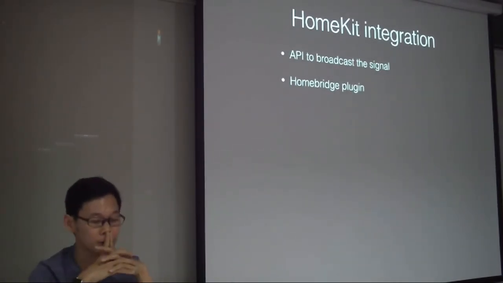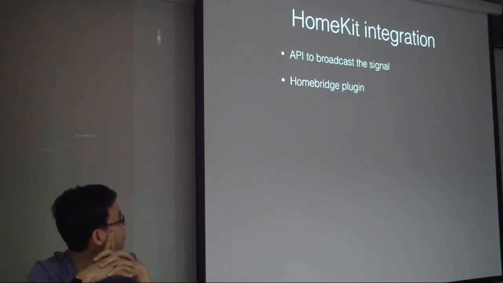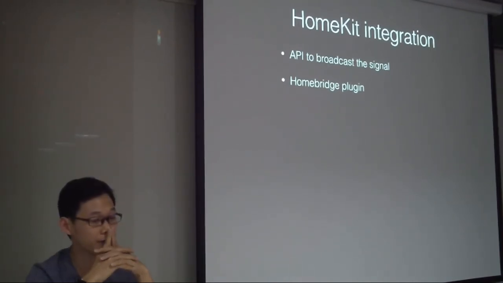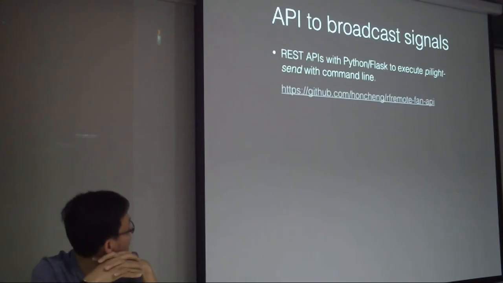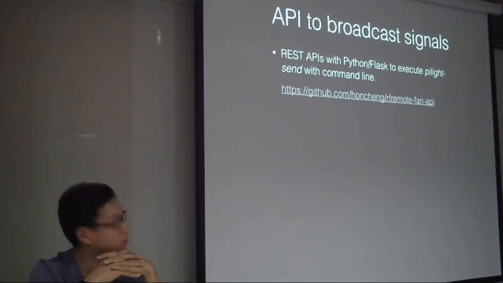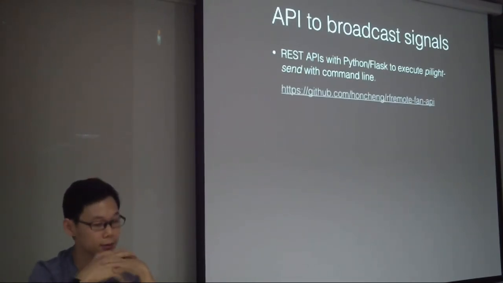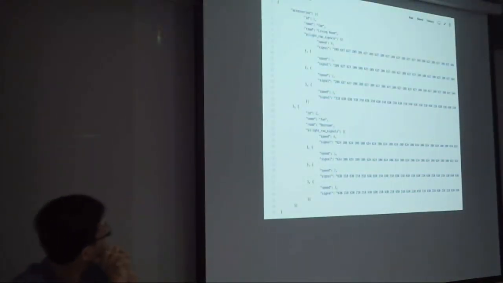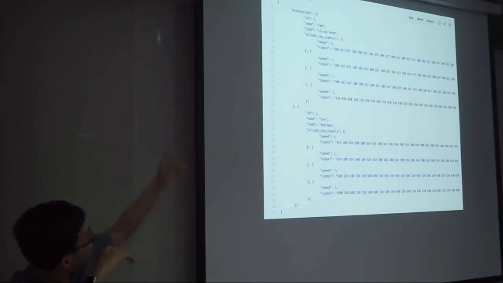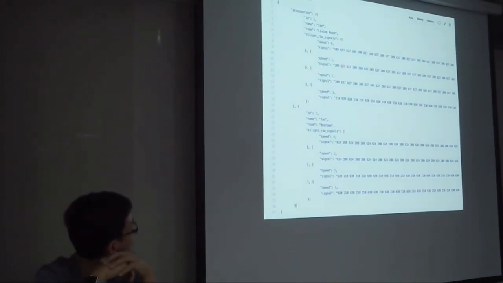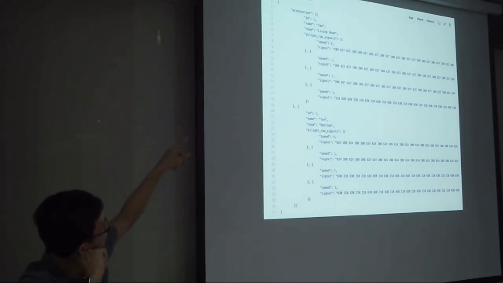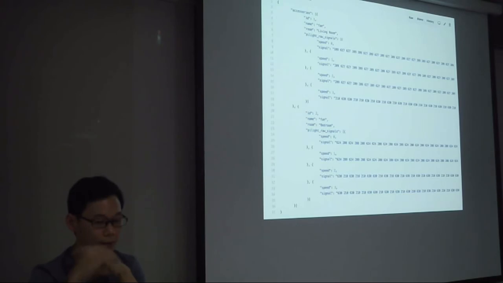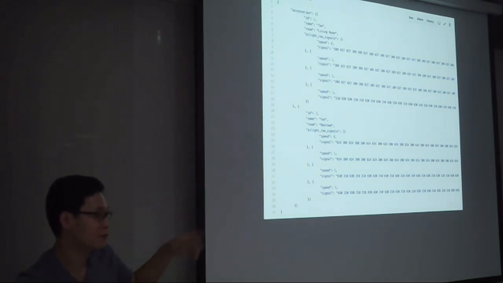So for HomeKit integration, first I need to create an API to broadcast the signal. So this API is just writing a REST API that executes plight send in the command line. So I have two fans. One is the living room fan and one is the bedroom fan. And I set the signal. So 0 is turning off. Then 1, 2, 3 is low, medium, high. So I have to learn it for individual remotes. They can't be reused for other remotes.